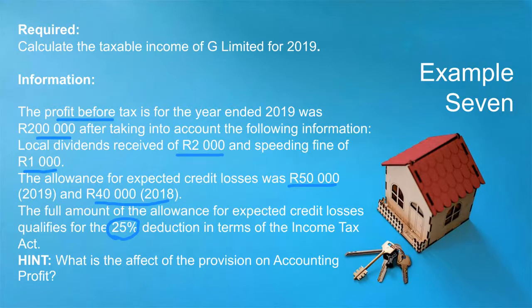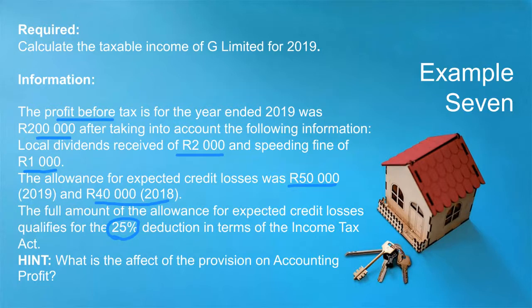I want to focus in on the allowance for credit losses. Number one, what is the effect of this allowance on accounting profit? Did we add or did we subtract? And then give me the amount. What did we add or what did we subtract, and what is the amount? What do you guys think? What is the effect of this allowance on accounting profit?